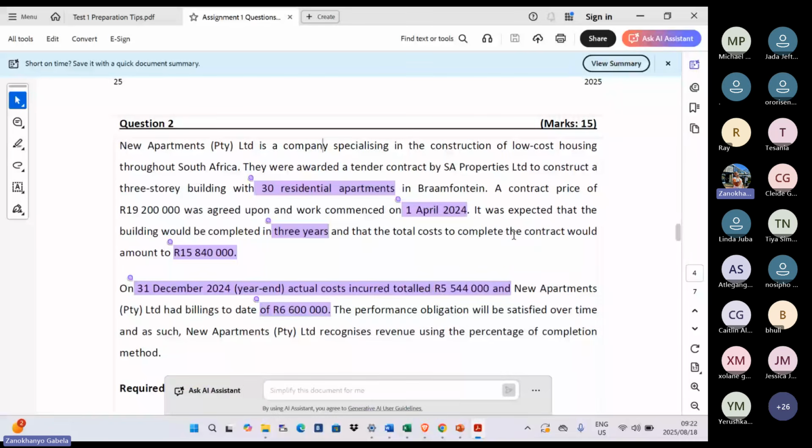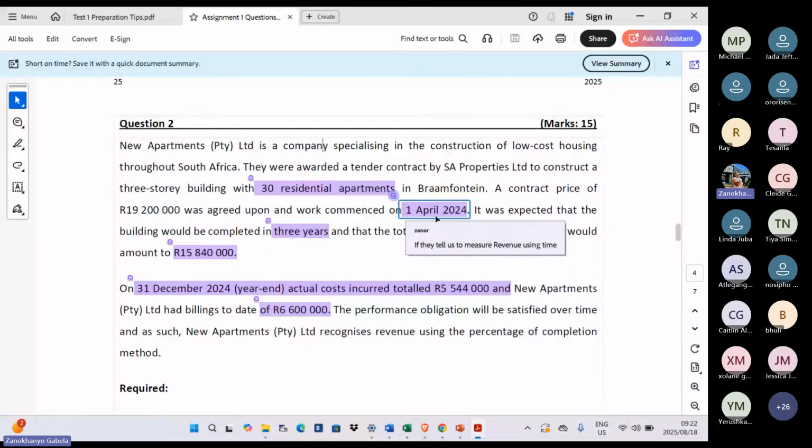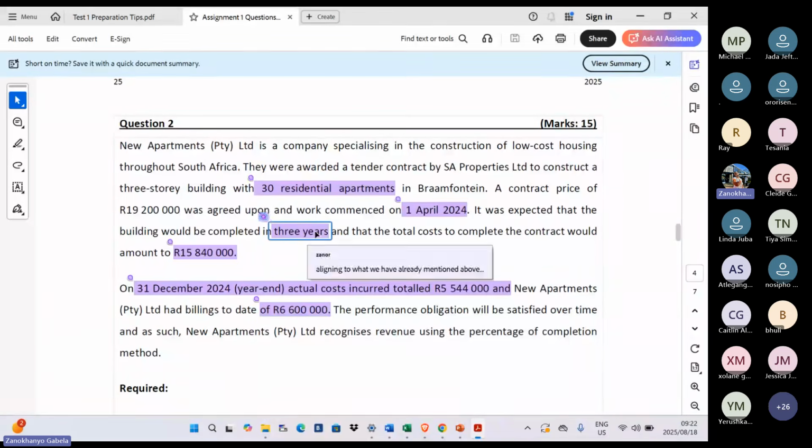Then a contract price of 19.2 was agreed upon on 1st of April 2024. Underline this part, 1st of April 2024. That is the start of the contract. It's going to be very important because we can also use time. Time will be an output in this case, which is we can use time to measure revenue. For instance, since it's 19.2, say 19.2 divided by 3 years, then in each year we recognize that revenue, the following year we recognize that revenue, the 3rd year we recognize that revenue. Obviously, this date is going to be important in that case.